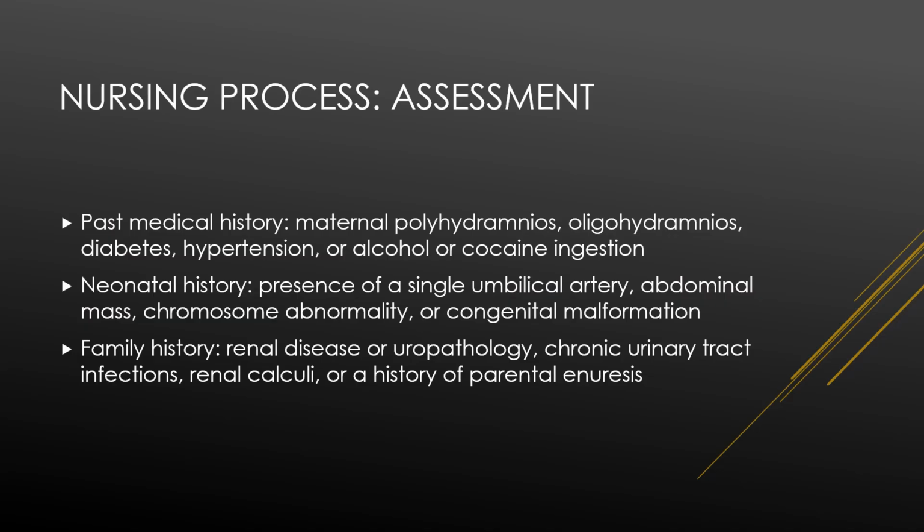So let's talk about the nursing process. We always start with assessment. We're going to get a good past medical history. We're going to get a neonatal history, making sure we're aware of the umbilical artery. Was there a presence of a single? Any abdominal mass, chromosome abnormalities, congenital malformations. And then we're going to talk about family history. Do they have a family history of renal disease or uropathy, chronic urinary tract infections? Getting that really good family history to try to get some subjective data available.